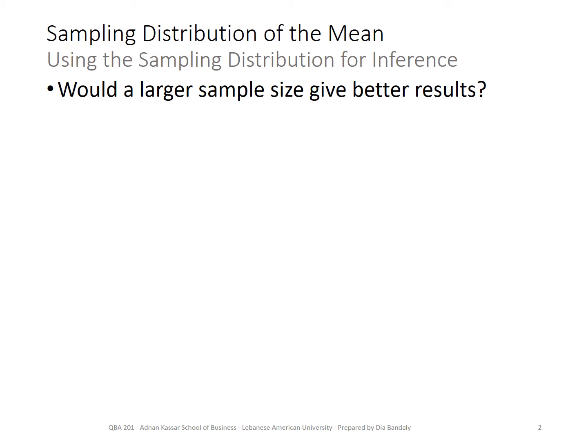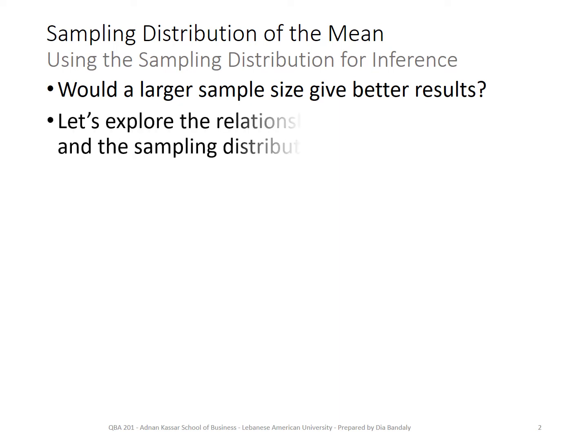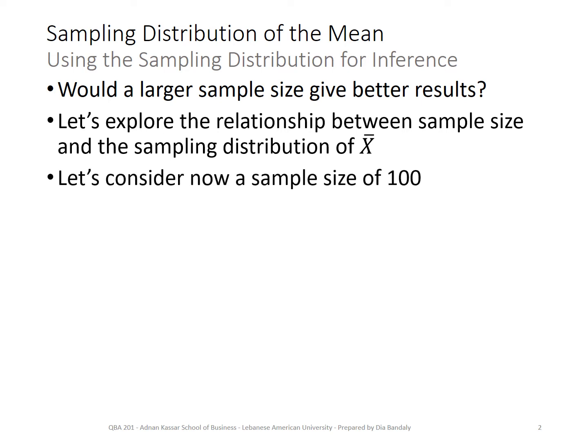So what happens when we select a larger sample? Okay, let's see what results we can get. We're going to explore a relationship here between the sample size and the sampling distribution of X bar. And this is going to be a very interesting relationship. Okay, so let's consider the case of selecting a random sample of 100.